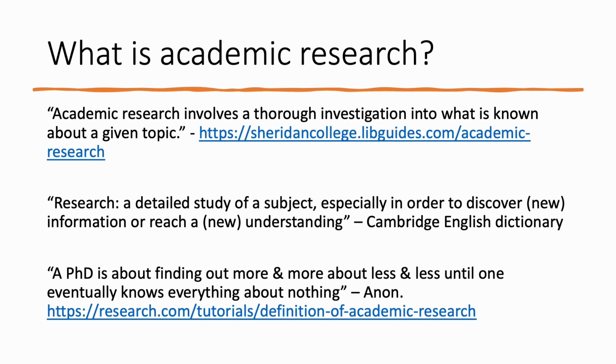Before we start our journey, what we want to understand is what exactly is academic research. There are various different definitions that we can find either in a dictionary or when we Google online. But the basic premise is that it is going to involve some form of investigation. So that first definition there is we are going to investigate what is known about a given topic. It can go a little bit further than that and go into what is unknown about a topic, and we want to fill in these gaps of what is unknown. It's also a detailed study of a subject, especially in order to discover some new information and a new understanding. So there we go, what is unknown about a topic.